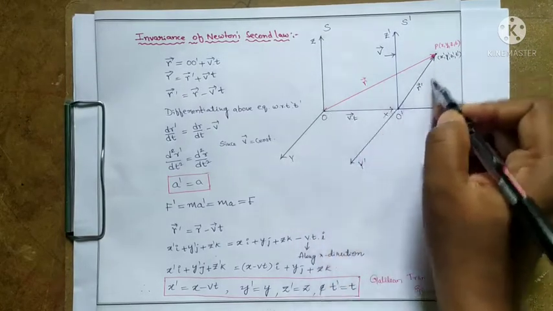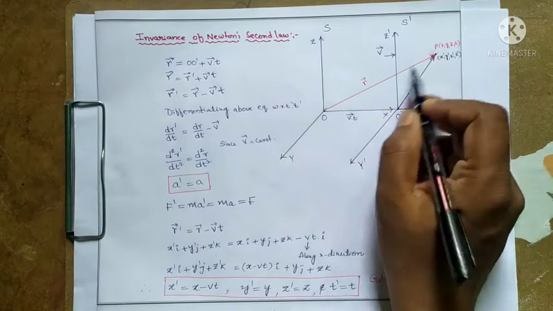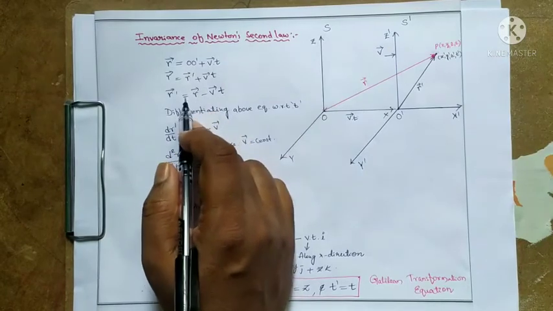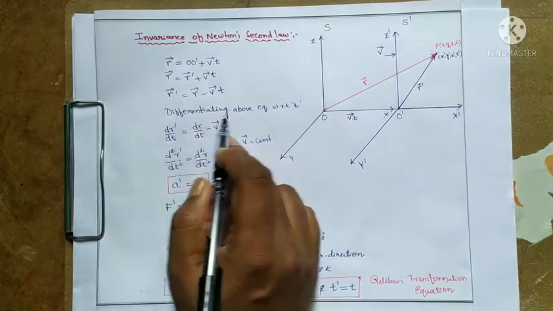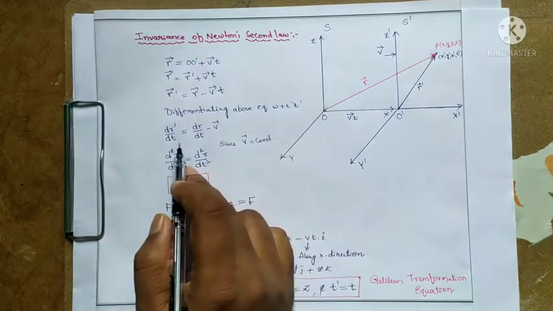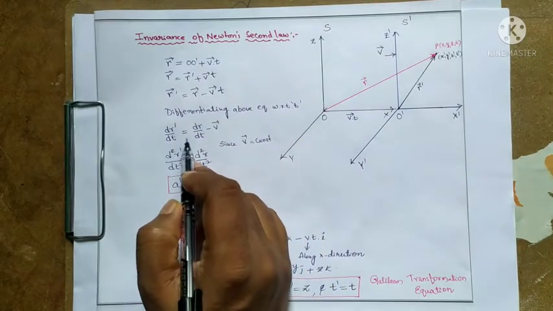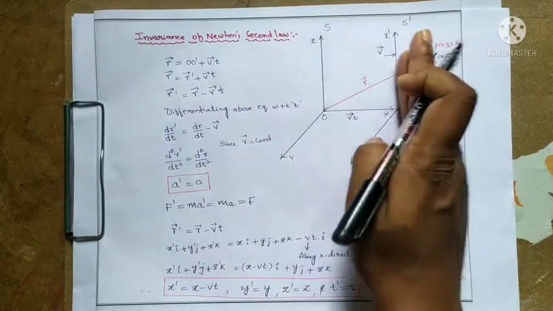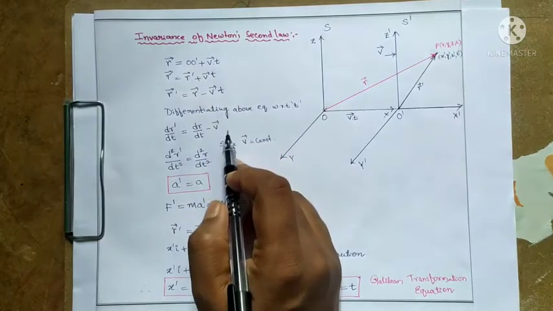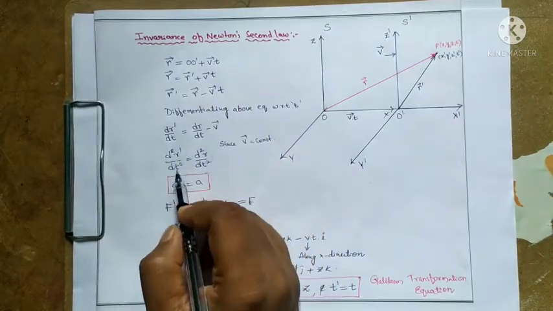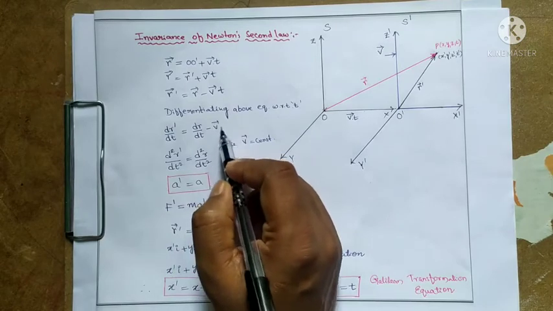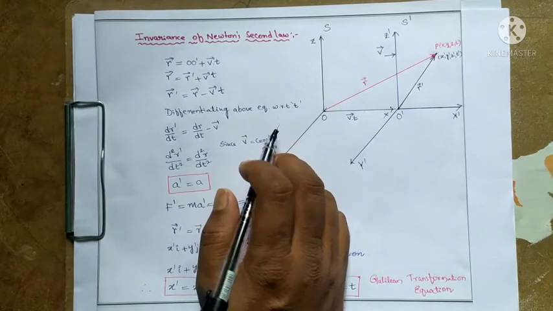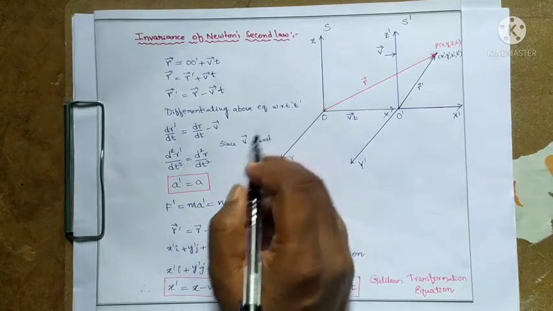According to the vector addition formula, we can write that the resultant vector r is equal to the sum of these two vectors. Rearranging that equation, you will get this form. Differentiating the equation with respect to t, we get the velocity: dr prime by dt is equal to dr by dt minus v, where v is constant because the velocity of the moving frame is constant. Then dt by dt is equal to 1. Differentiating again, you get this form. But the derivative of the constant velocity is 0 because the velocity is not changing, so dv by dt is equal to 0.